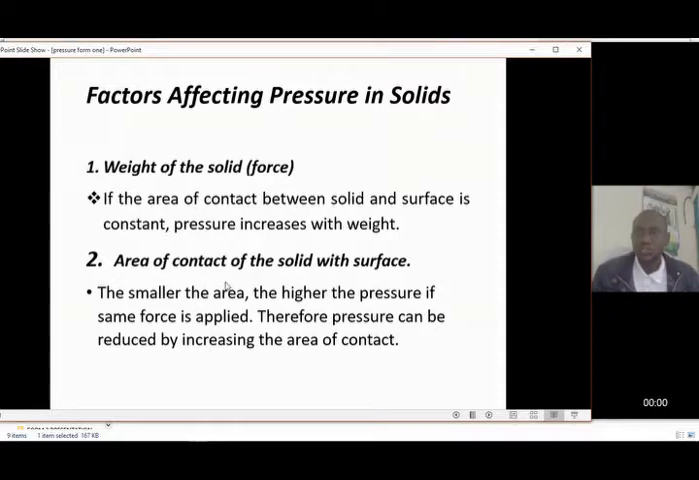Area of contact is also another factor affecting pressure in solids. The smaller the area, the higher the pressure if the same force is applied. Therefore, pressure can be reduced by increasing the area of contact, like wearing heel shoes and flat shoes. Weight is constant. But when you wear heel shoes, sharp pointed shoes, they exert more pressure on the ground because of the small area. And if you wear flat shoes, that is a bigger area, and therefore you exert less pressure.